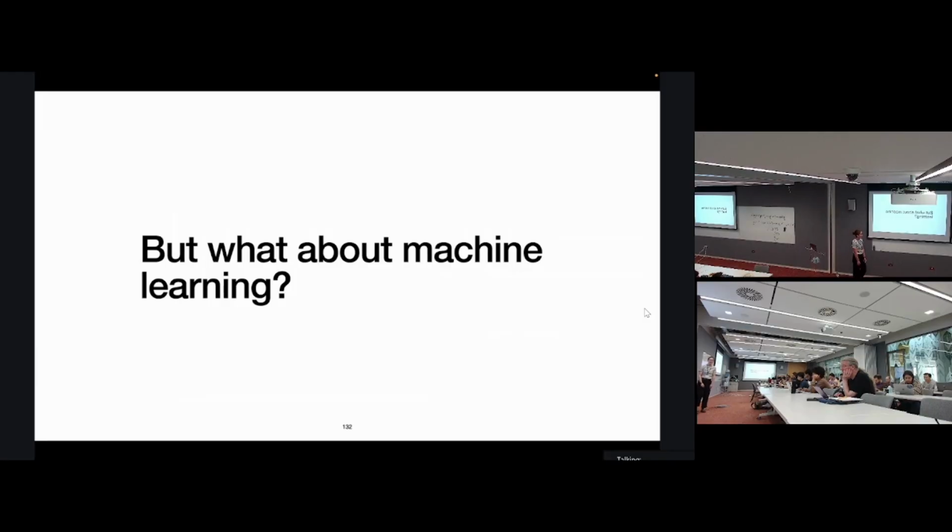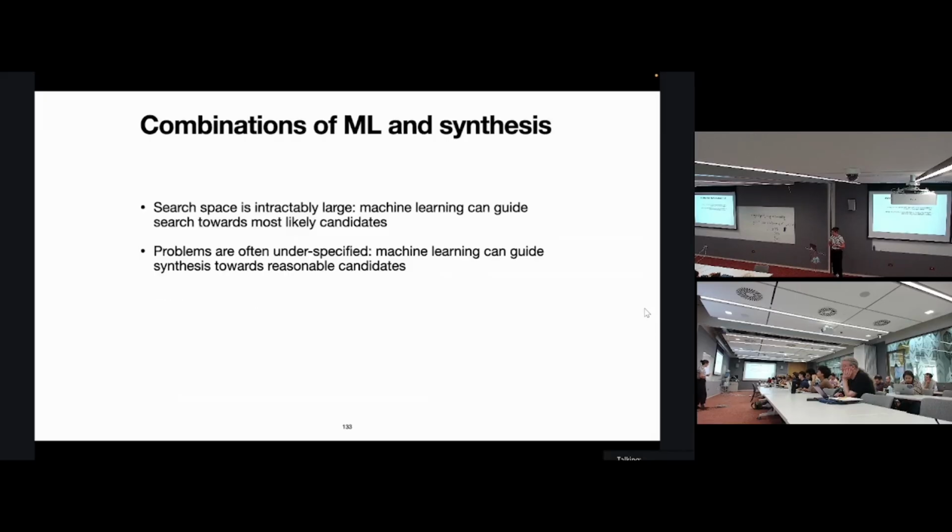What about machine learning? Why are we even doing this? Large language models exist. Surely we could just use machine learning for all of this.